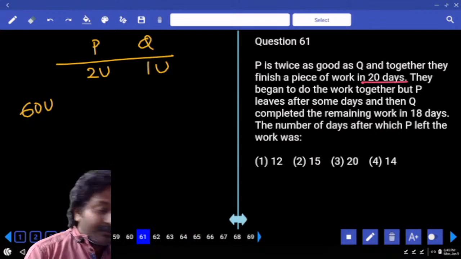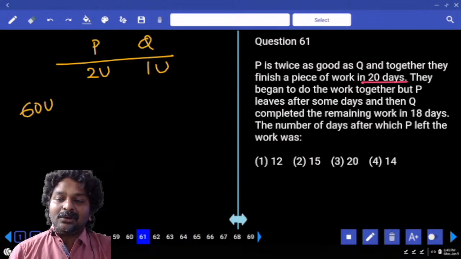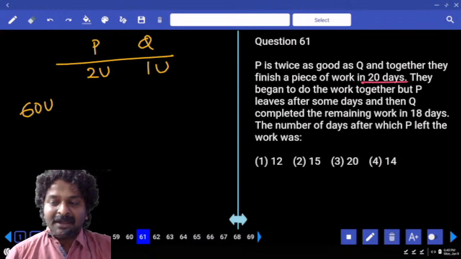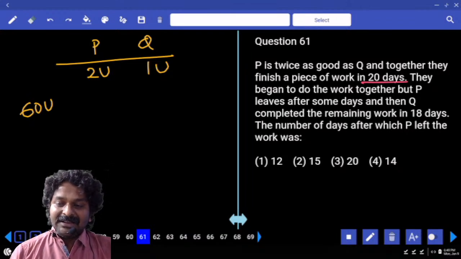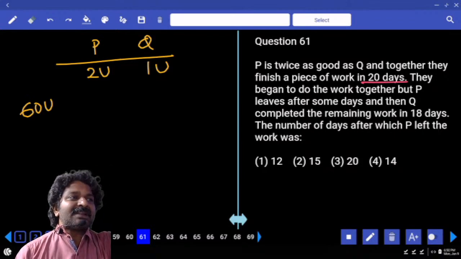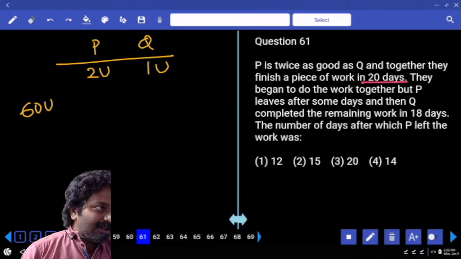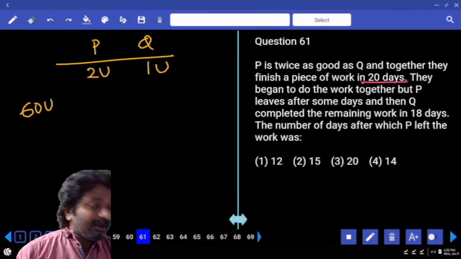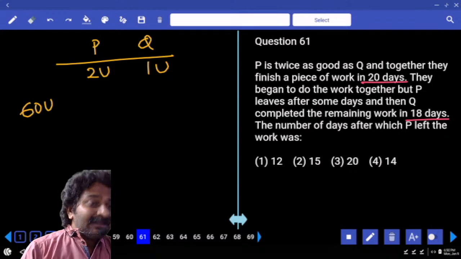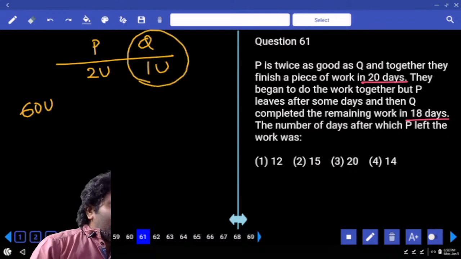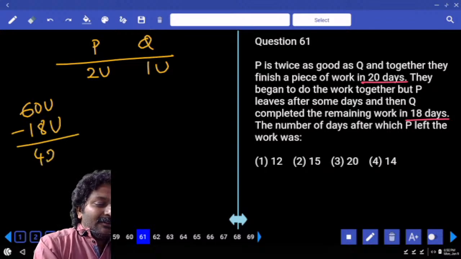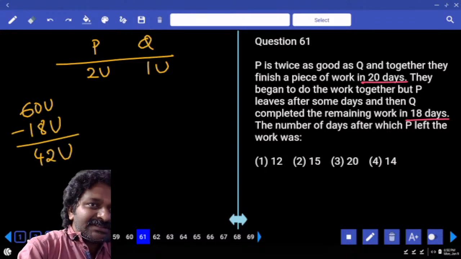Next. They began to do the work together, but P leaves after some days and Q completed the remaining work in 18 days. The number of days after which P left the work was. See, P and Q, they started work together for some number of days. After that, P left. Then who will complete remaining work? Q. Q completed remaining work in per day. Q will do 1 unit. In 18 days, he will do 18 units. That means 42 units is the difference, correct?